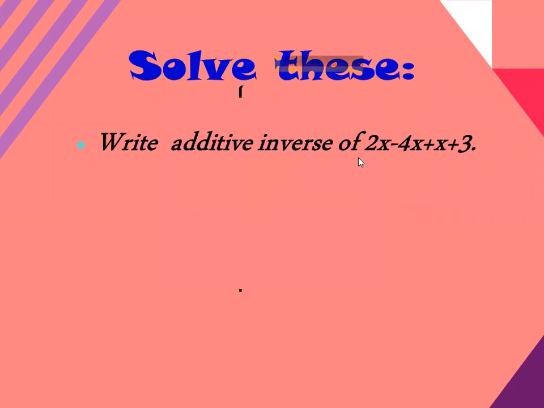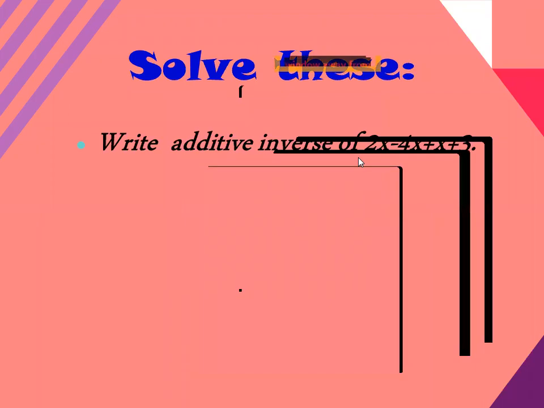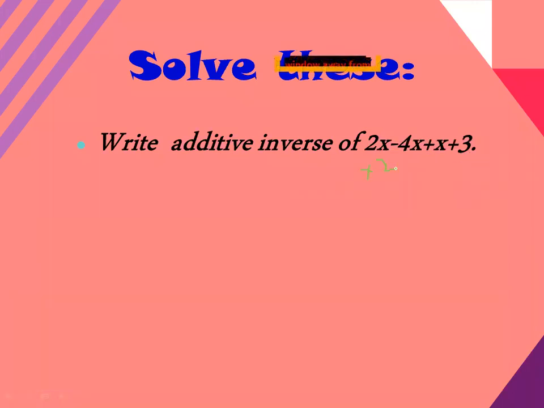Okay, Muhammad Umar from class 6, you have written minus 2x. Yes Umar, you are right. No Aiza Salman, you are wrong. Okay, so what will be the answer of this one? One minute. Okay, so the answer is what? It will be minus 2x plus 4x minus x minus 3. So this is the answer.